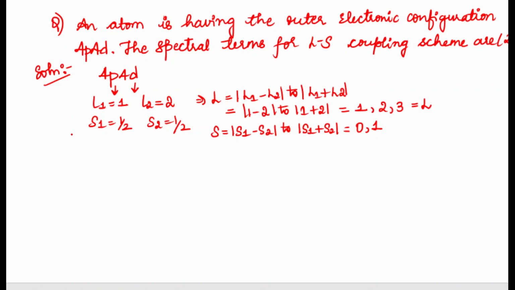Now, if you write here, if S is equal to 0, what are the values of L? L has the values 1, 2, 3. So if S is equal to 0, the term symbol will be 1, right? And S is 0 and L is 1 means it will be P. And what is the J value? 1 minus 0 to 1 plus 0. So it will be 1P1. And what will be the next term? Next term is S equal to 0, again 1, L equal to 2. L equal to 2 means D, and J value is also 2, right? Like that you can find out.